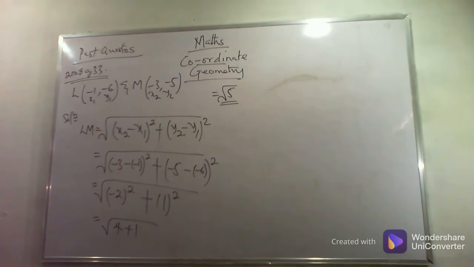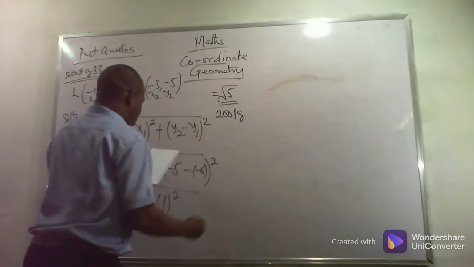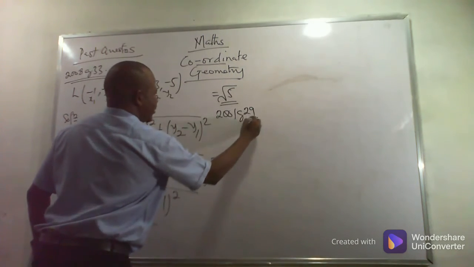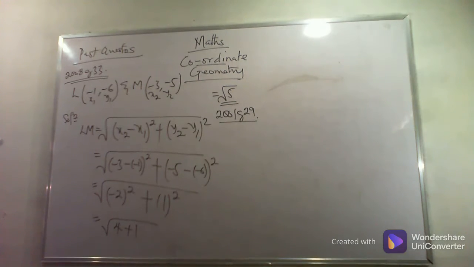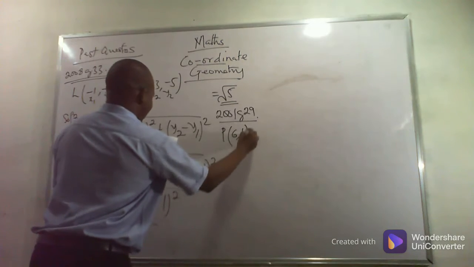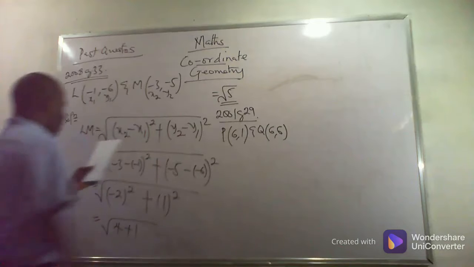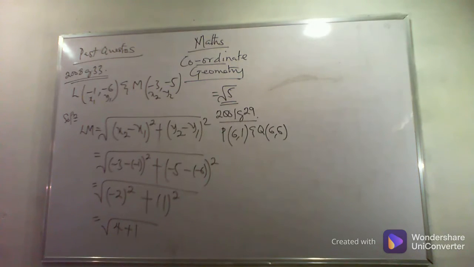Let's take another question. That will be 2001, question 29. I'll read the question. We were given that point P, 6, 1, and point Q, 6, 6. They said P, 6, 1, and Q, 6, 6 are the two ends of the diameter of a given circle. Calculate the radius.